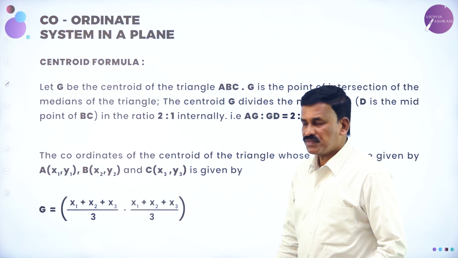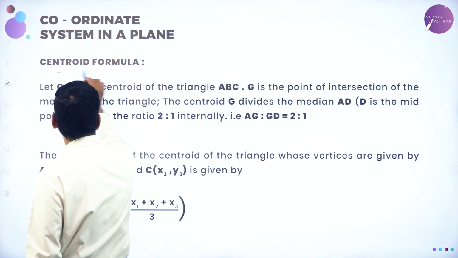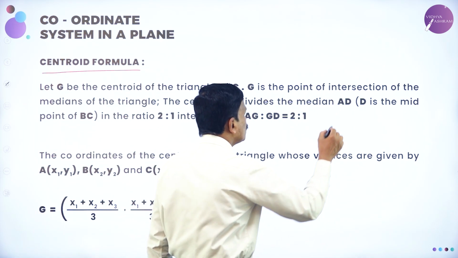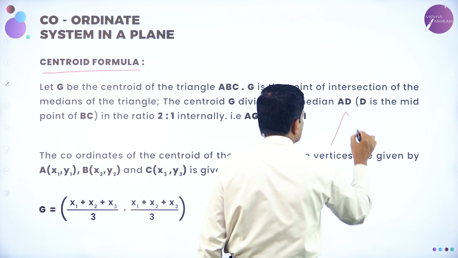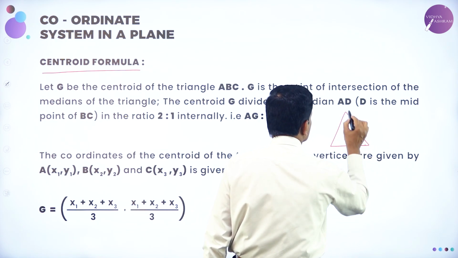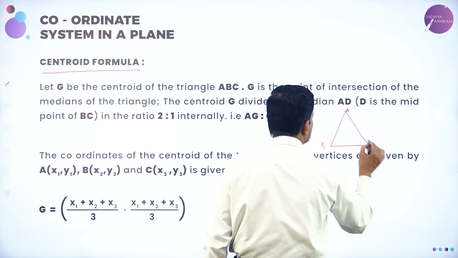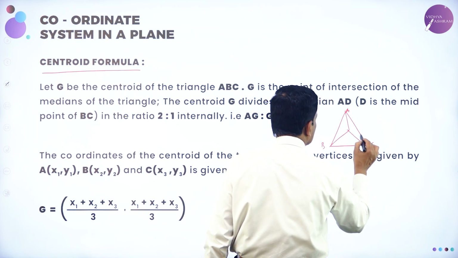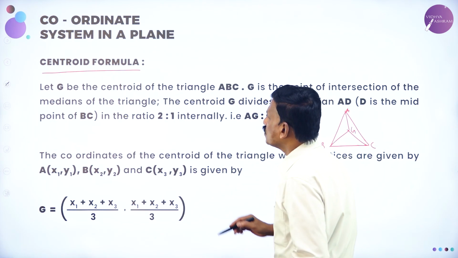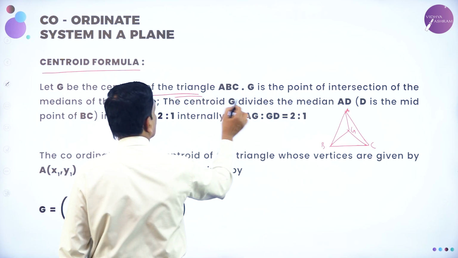Now, the centroid of a triangle. Suppose this is a triangle ABC. G is the centroid. So let G be the centroid of the triangle ABC.